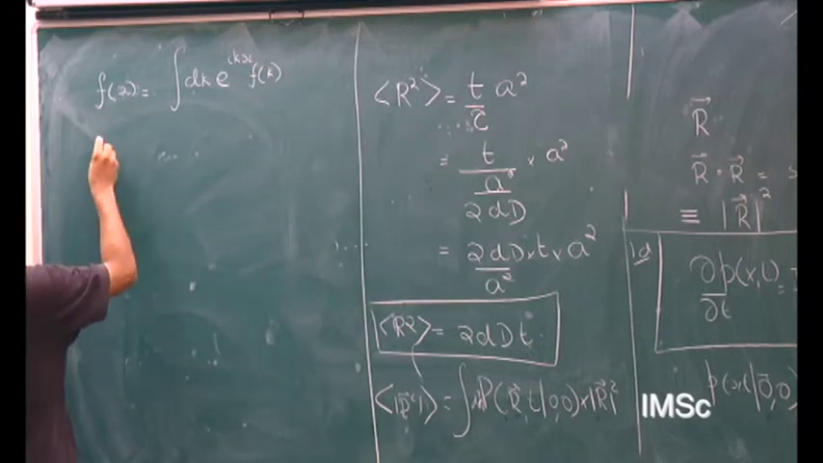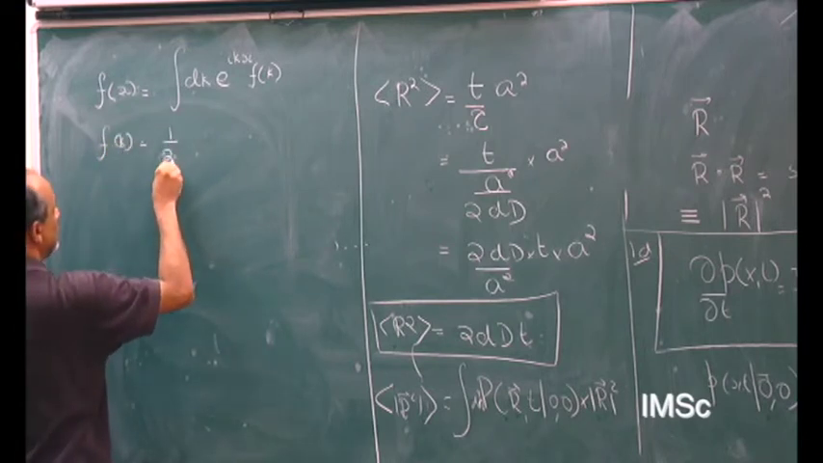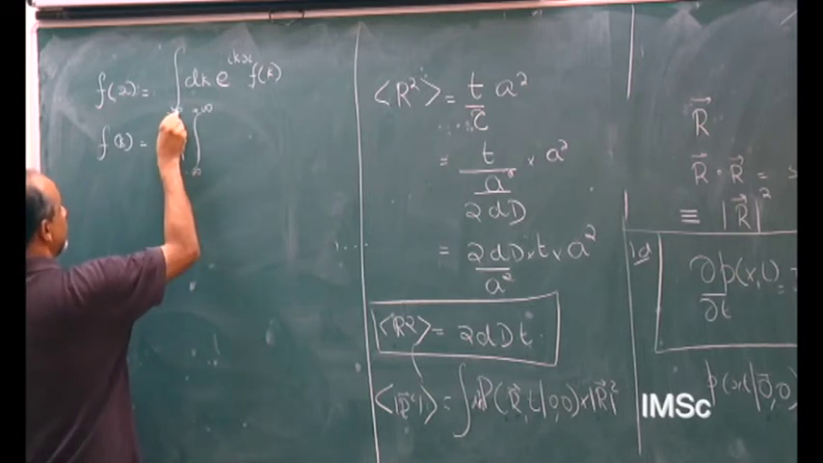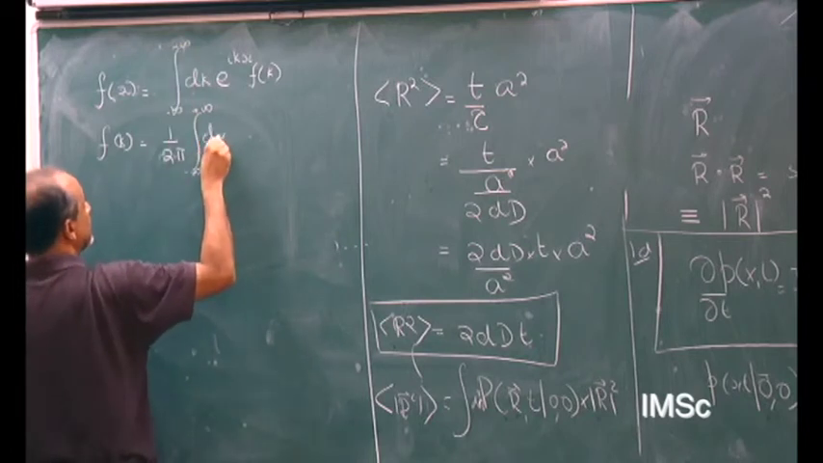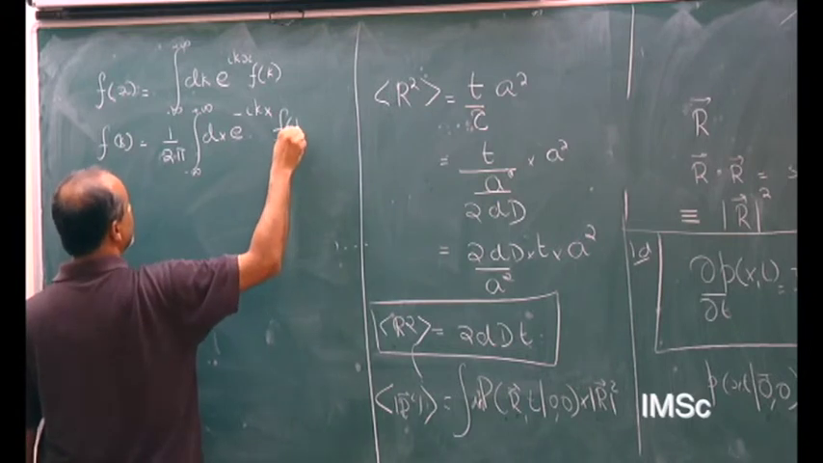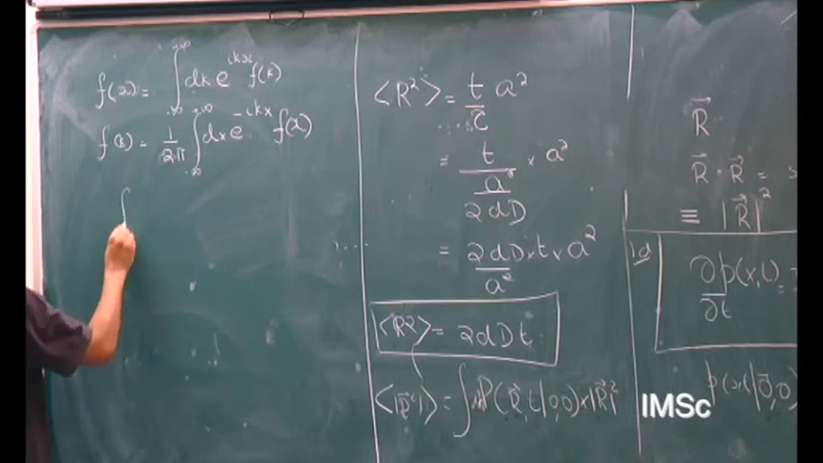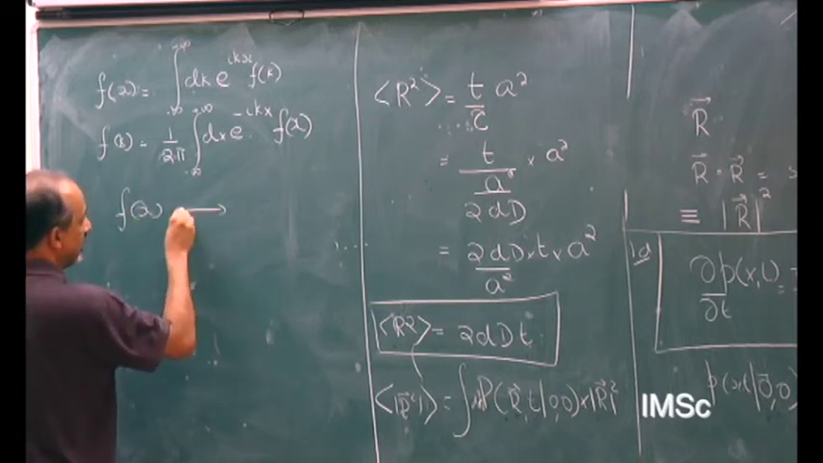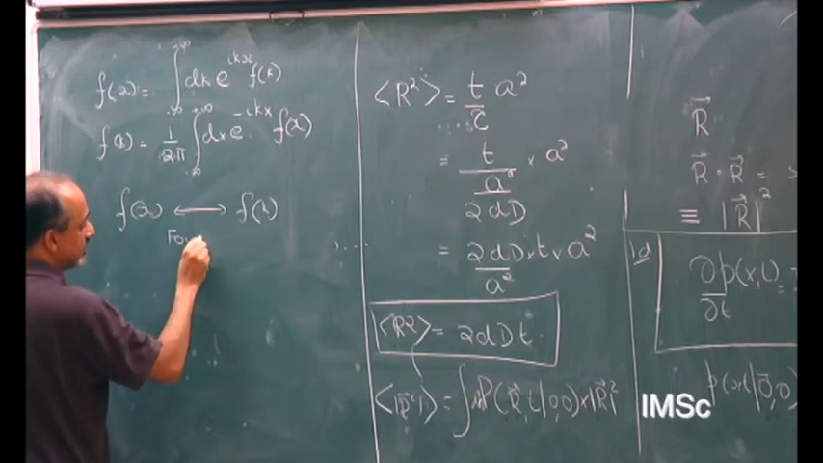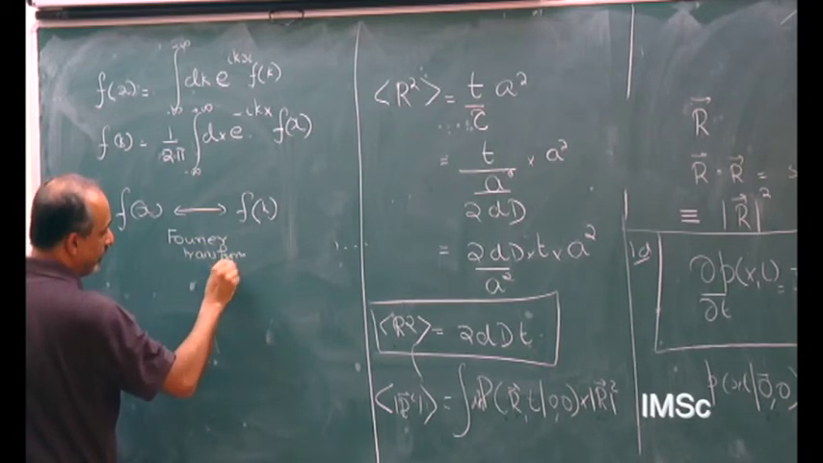And the way to go back to f of k is f of k is 1 over 2 pi integral. So these integrals all go from minus infinity to plus infinity dx e to the power minus i kx times f of x. So f of x and f of k are what are called Fourier transforms of each other, or Fourier transform pairs.